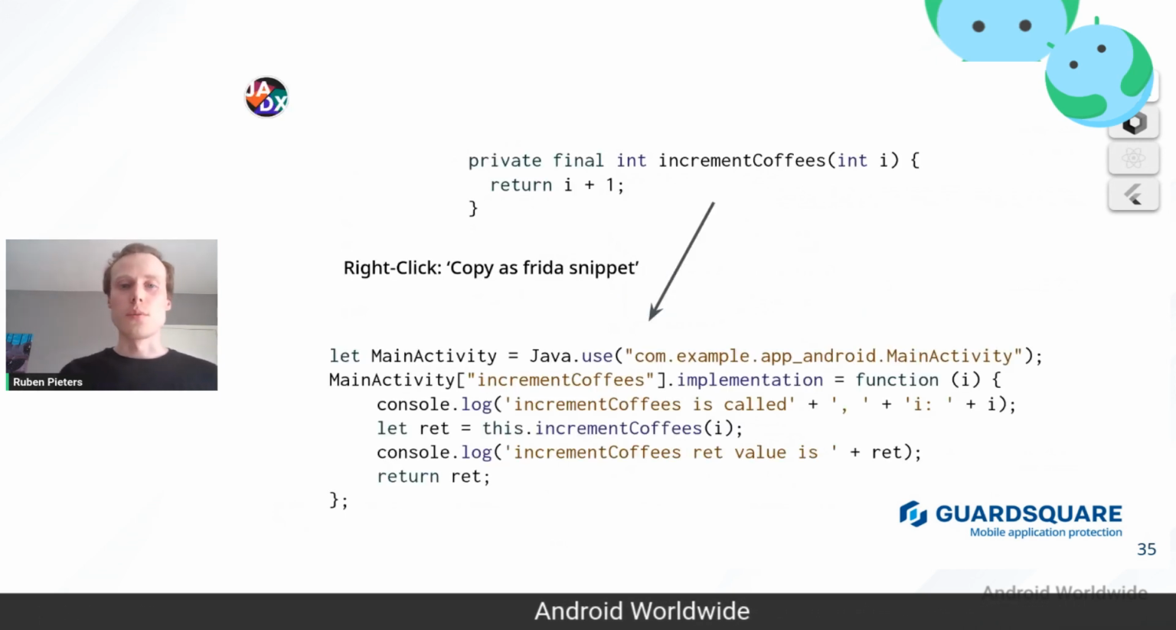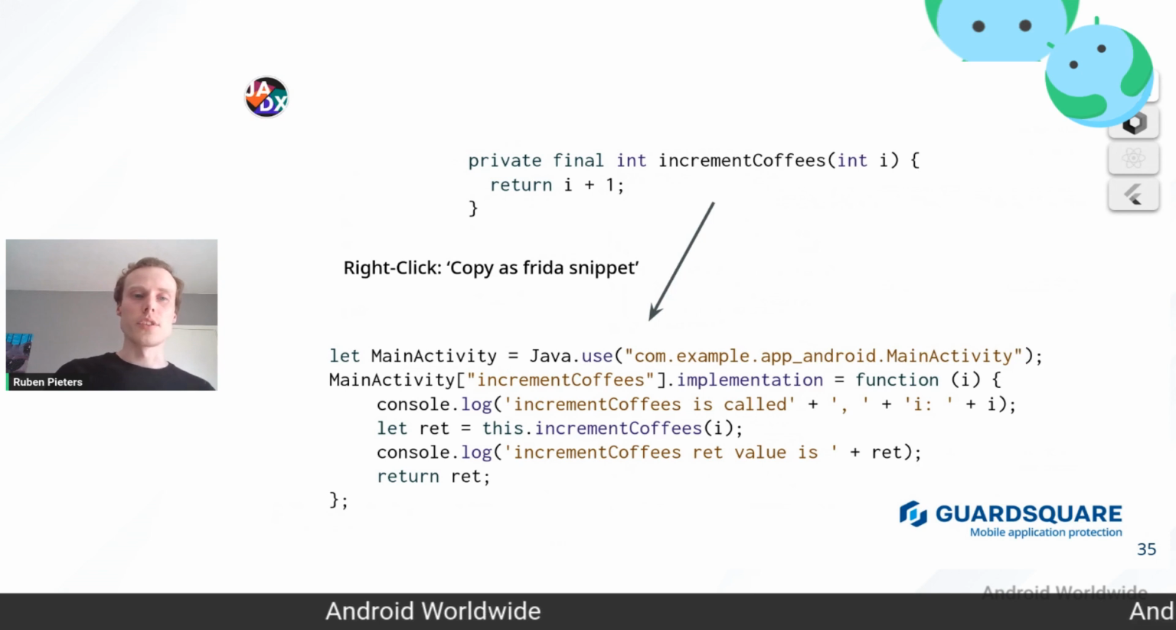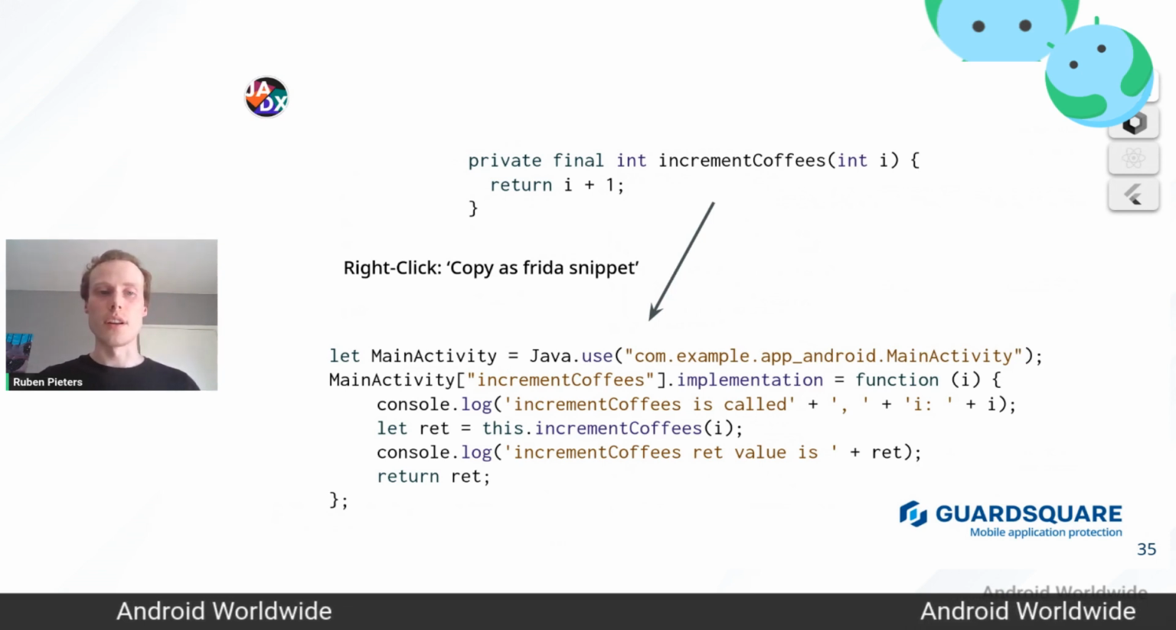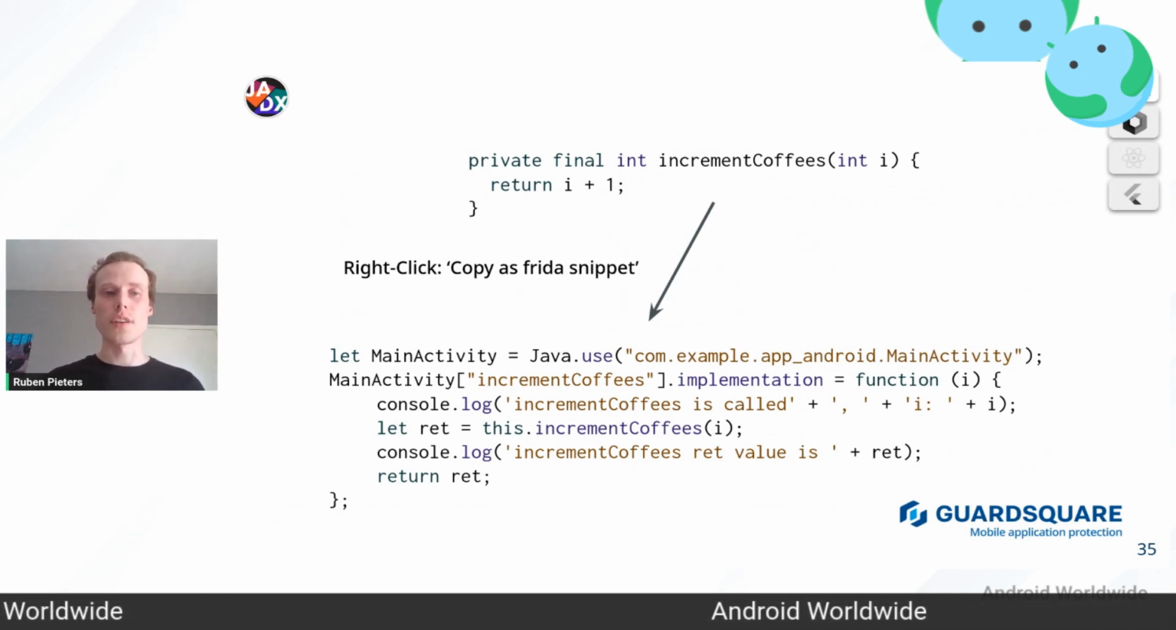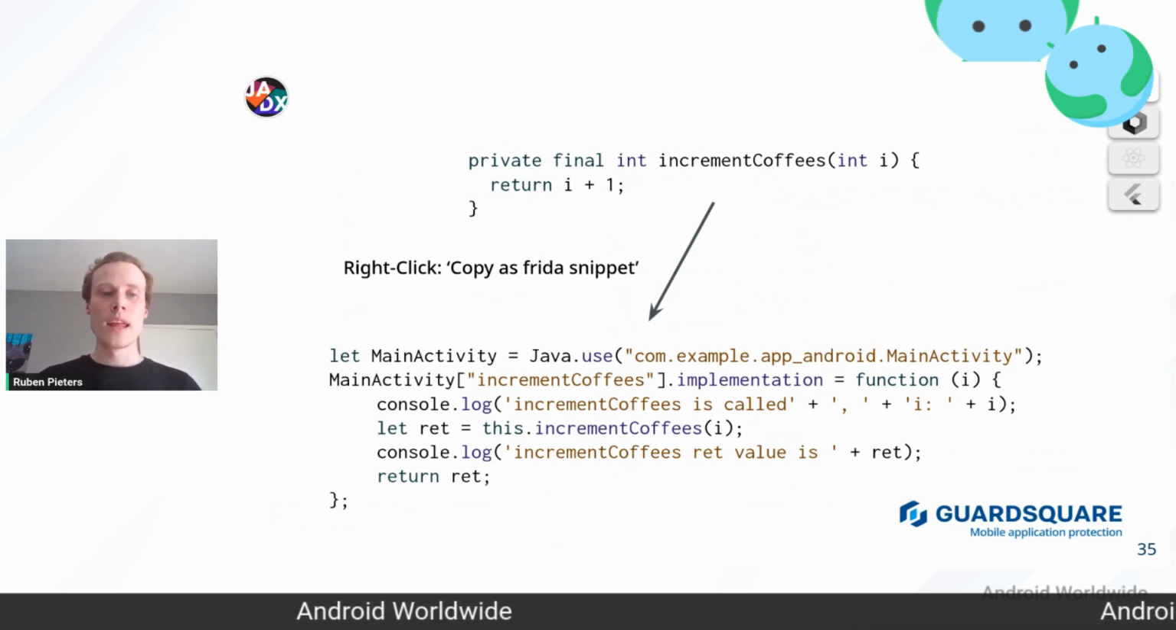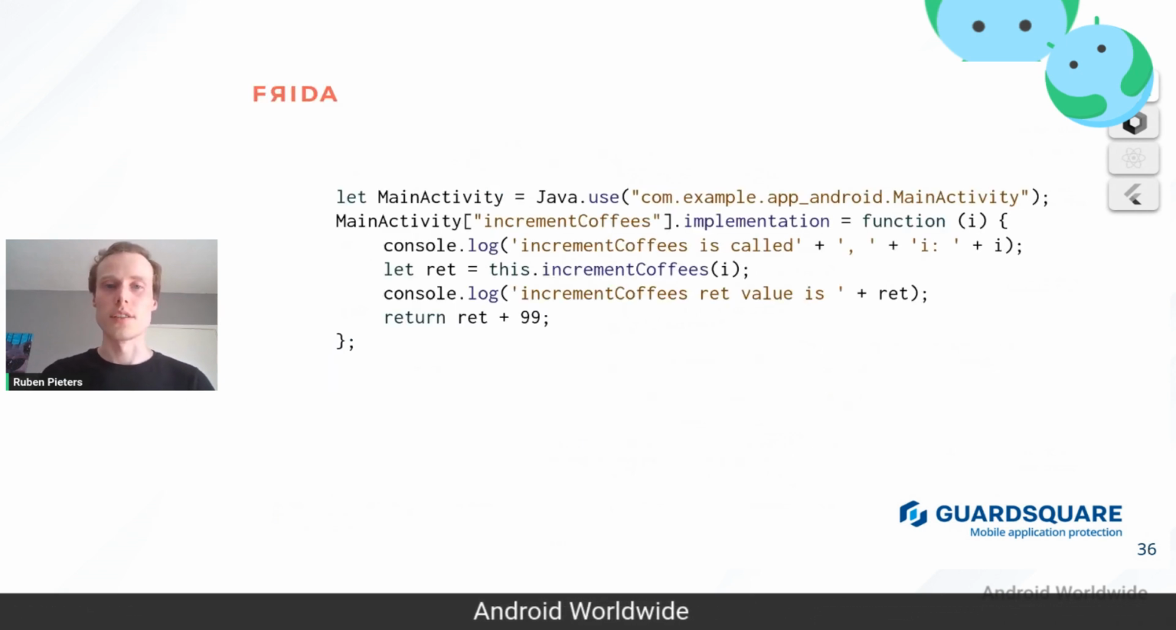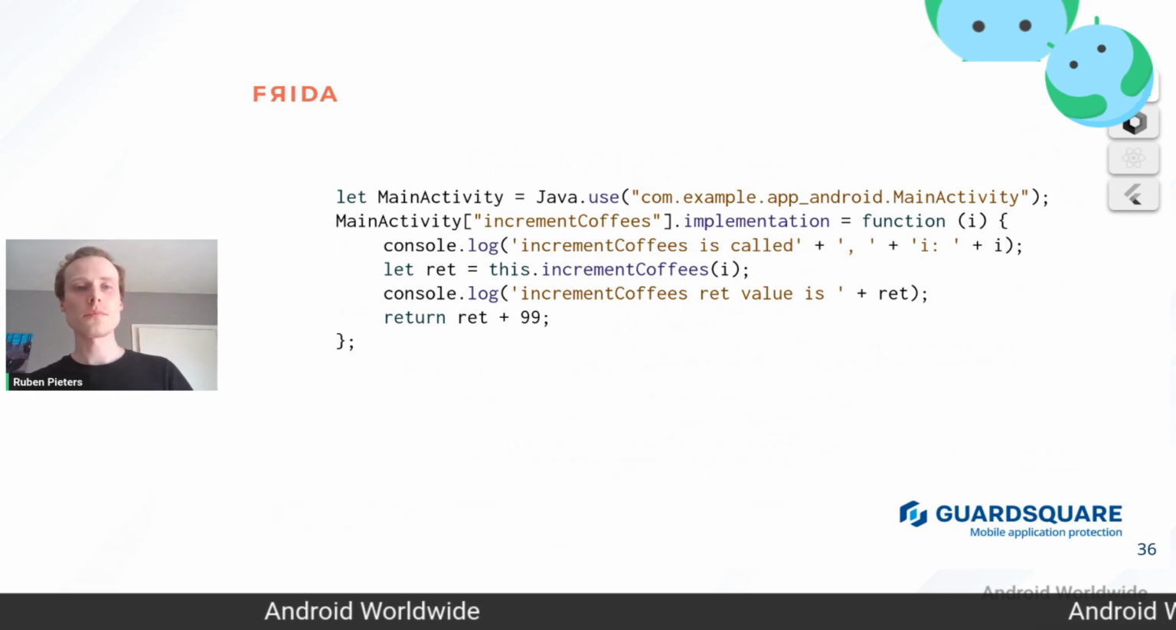And JDEX, in one of the more recent versions, has a neat feature where if you right-click a method, you can copy a Frida snippet and already have a pre-built Frida snippet for you to start from. So let's have a look. We're going to modify it a little bit, and then let's have a look at what's going on there.